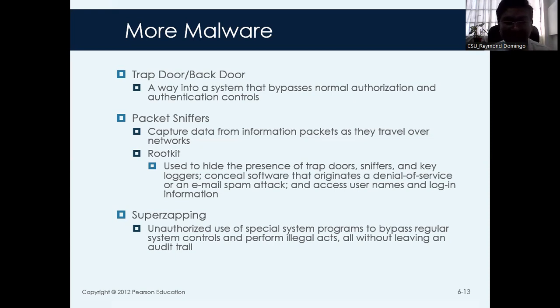Okay, we have the rootkit. It is used to hide the presence of trapdoors, sniffers, and keyloggers, conceal software that originates a denial of service or email spam attacks, and access user names and login information. Okay, we have also the superzapping. It is an unauthorized use of special system programs to bypass regular system controls and perform illegal acts, all without leaving an audit trail.